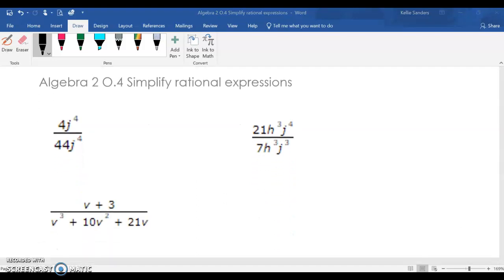Okay, when it's just one term on top and one term on bottom, just pause and look at it. If you have j to the 4 on top and j to the 4 on bottom, those automatically cancel out, which leaves you with 4 over 44. But 4 over 44 will also reduce by 4, which leaves you 1 over 11.